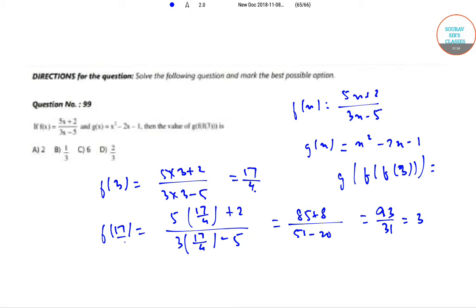And this is f(17/4), which we got from here. So now g(3) equals 3 squared minus 2 into 3 minus 1, that is equal to 2. Option A is the correct answer.